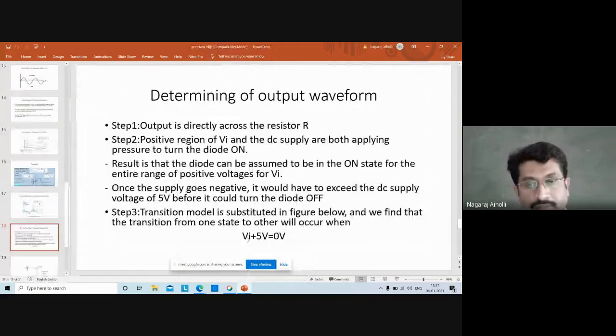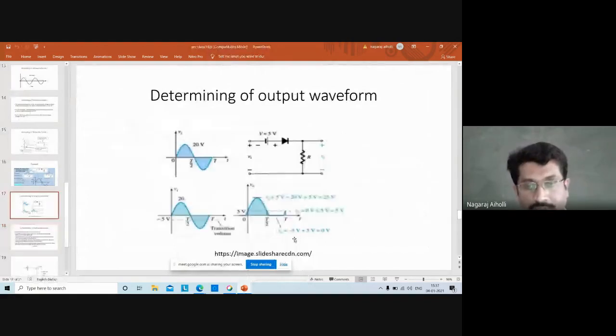Transition voltage is minus 5 volts. That is what is shown here. Minus 5 volts, transition level or the transition voltage. Below this minus 5 volts, the diode is in the off state. And above minus 5 volts, the diode will be in the on state.